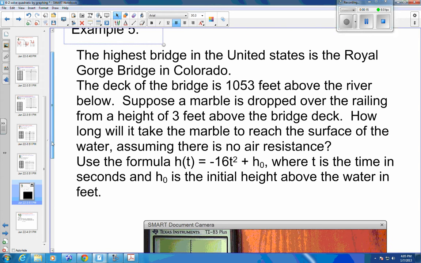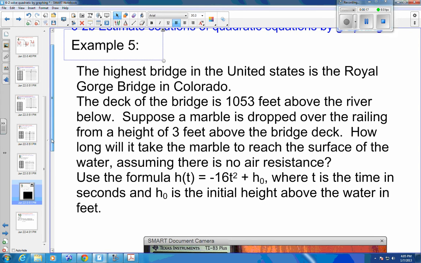So the highest bridge in the United States is the Royal Gorge Bridge in Colorado, which is where we are located. The deck of the bridge is 1,053 feet above the river below. Suppose a marble is dropped over the railing from a height of 3 feet above the bridge deck. How long will it take the marble to reach the surface of the water, assuming there is no air resistance?